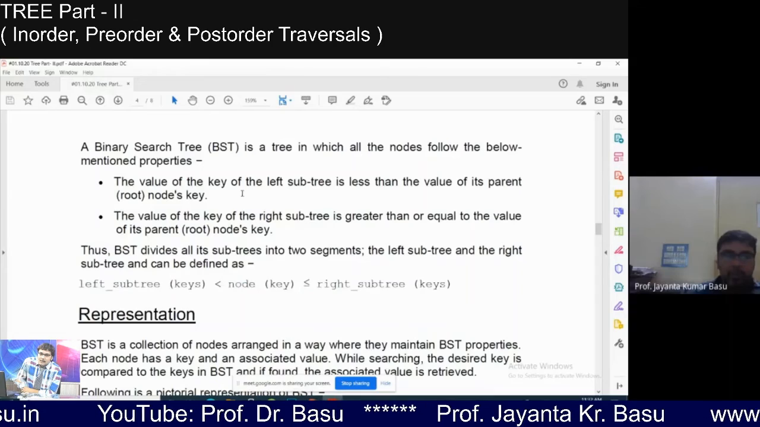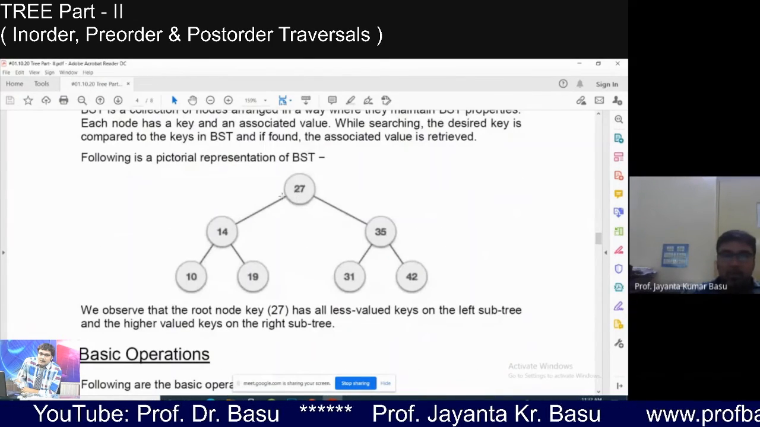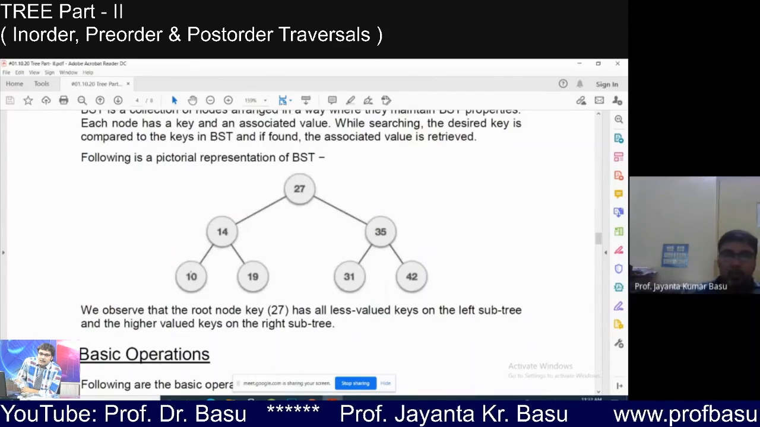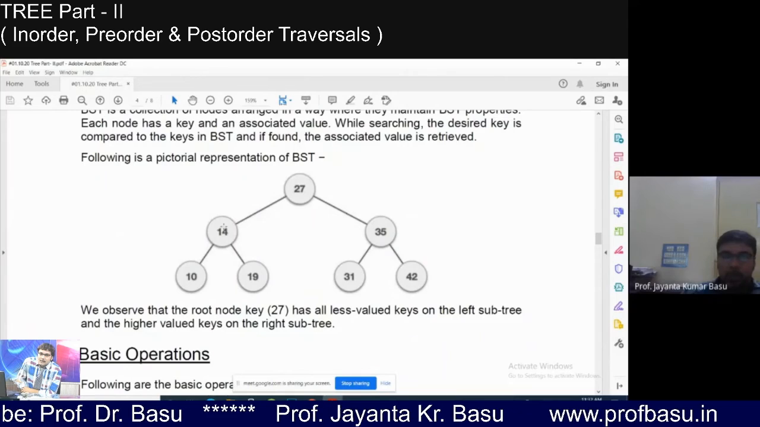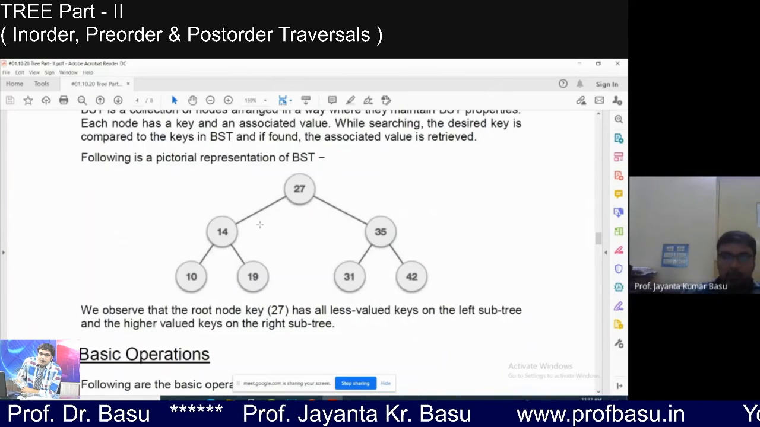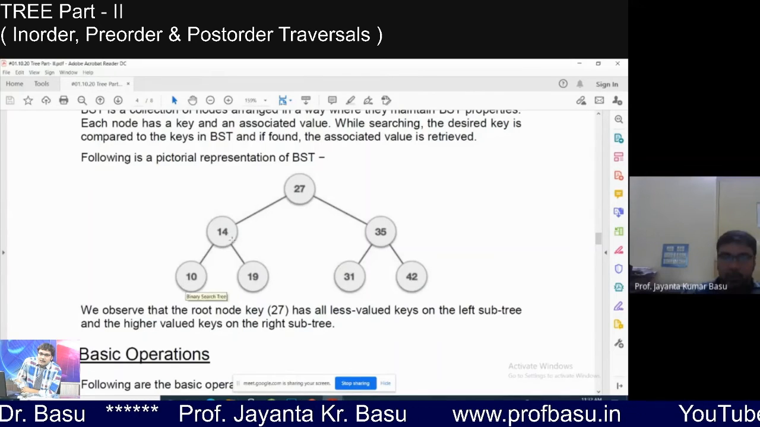Now for the presentation, we discuss this. The user will give an integer value, the node information, that he or she wants to delete. For this subtree, 14 is less than 27, 10 is less than 14, and 19 is the least.